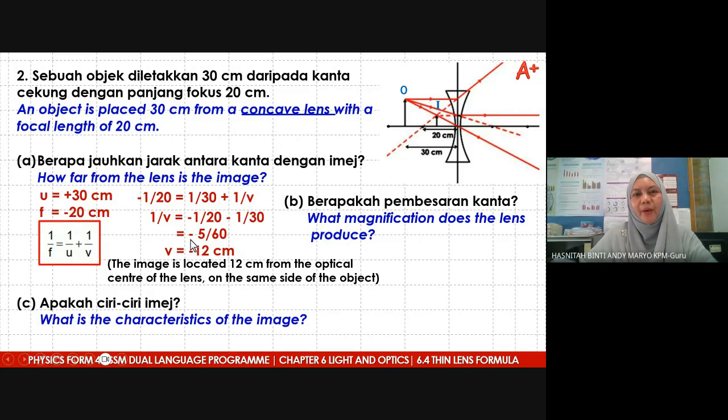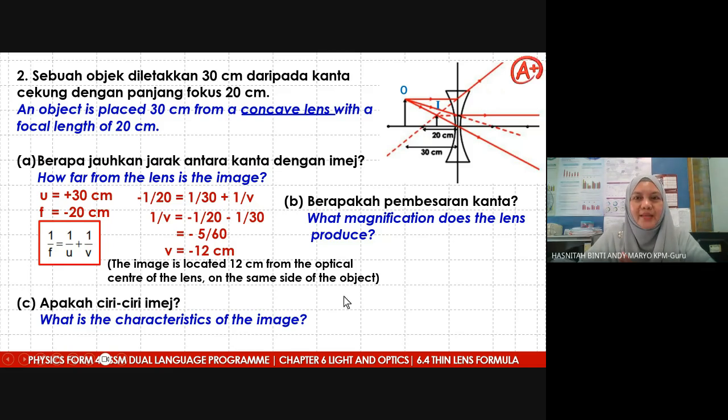Remember, when V is negative, the negative sign shows that the image produced is virtual. When V is positive, it produces a real image. When V is negative, it produces a virtual image. Virtual image means the image is produced on the same side as the object, which is in front of the lens. So from our answer, V equals negative 12 centimeters means the image is located 12 centimeters from the optical center of the lens and is produced on the same side as the object, which is virtual, right?